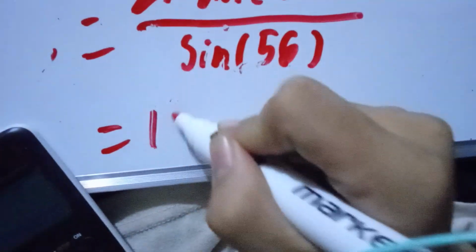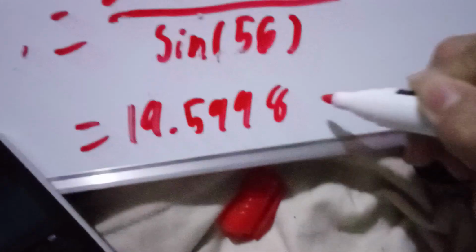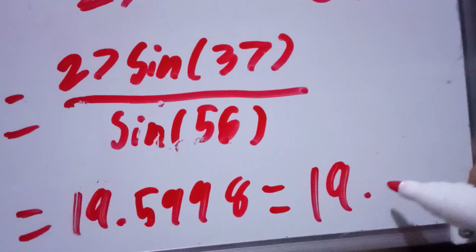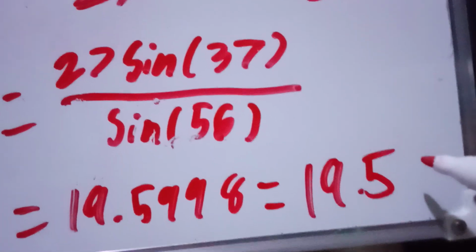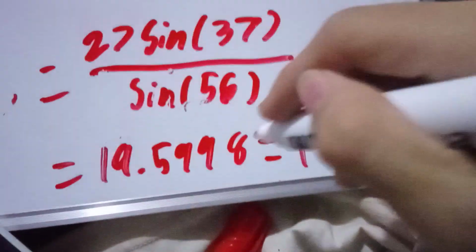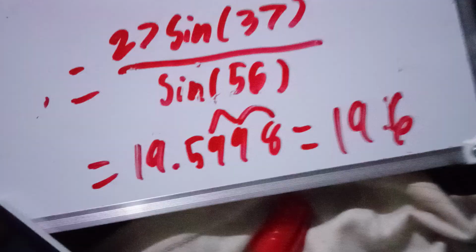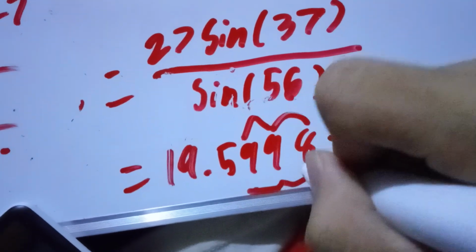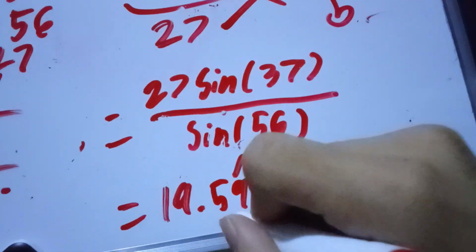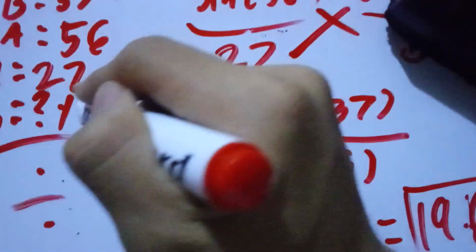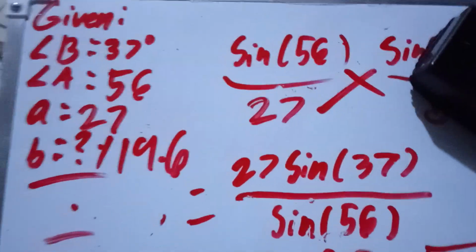Okay, our answer is 19.5998. But we could round it, it's 19.56 because this could be rounded off to 10, and then it's a plus 1, so our answer is 19.6 as B. So our answer is 19.6. Hooray! And this is it.